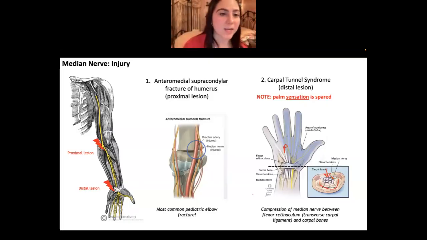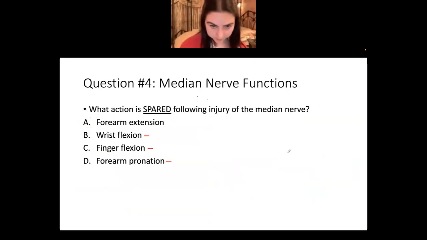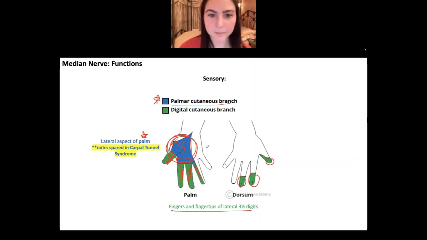And then for all the sensation that the median nerve innervates, you're going to get loss of sensation in these areas. So you're going to get injuries here. Everything that's shaded blue is going to be numb, except again, palm sensation is going to be spared. You're not going to have an issue with palm sensation, so more up here. You won't have loss of sensation here. You'll more so have issues where everything is green.